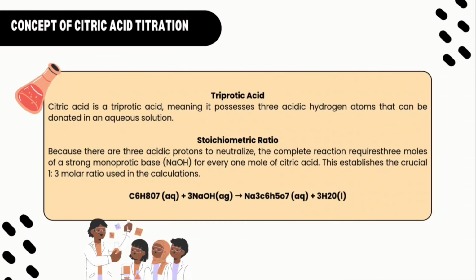Concept of citric acid titration. Citric acid is a triprotic acid, meaning it possesses 3 acidic hydrogen atoms that can be donated in aqueous solutions. For the stoichiometric ratio, because there are 3 acidic protons to neutralize, the complete reaction requires 3 moles of a strong monoprotic base, NaOH, for every 1 mole of citric acid. This establishes the crucial 1:3 molar ratio used in the calculation. For the balanced equation, we have 1 mole of citric acid plus 3 moles of sodium hydroxide, giving 1 mole of sodium citrate plus 3 moles of water.